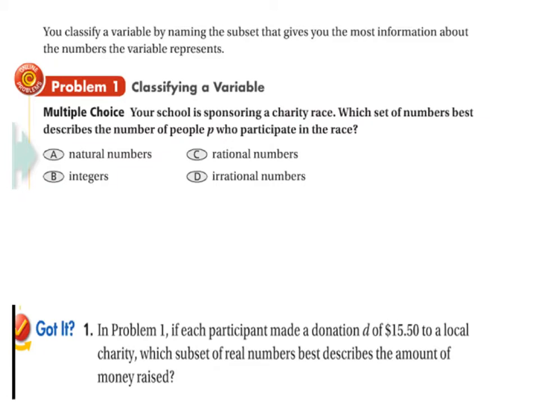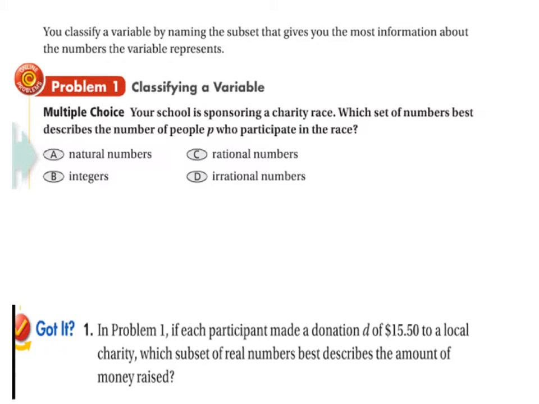Here we'll take a look at classifying a variable by determining which subset would be the best fit. In this case, your school is sponsoring a charity race. Which set of numbers best describes the number of people who participate in the race? Since the number of people can't be negative or a fraction, and hopefully it's not 0, we would probably pick the natural numbers to best describe the number of people that participate in the race.